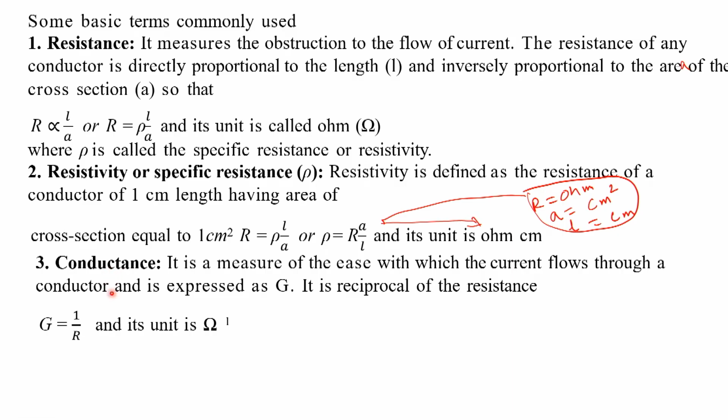Next, we discuss conductance. So, what is conductance? It is a measure of the ease with which the current flows through a conductor and is expressed as G. It is the reciprocal of the resistance. So, the higher the resistance, the lower will be the conductance, and vice versa. So, G equals 1 by R, and its unit is ohm inverse. The unit of R is ohm, and this omega symbol is ohm. So, the unit of G is ohm inverse.